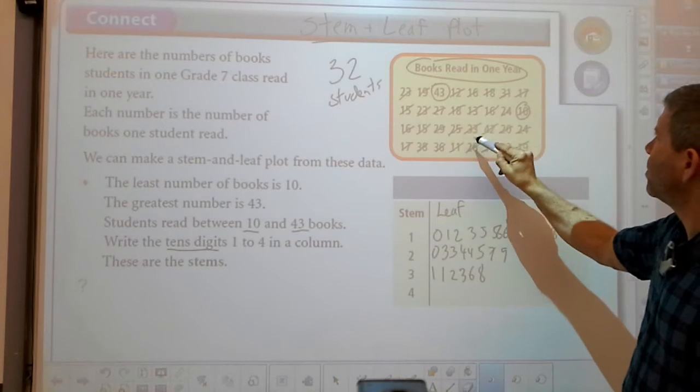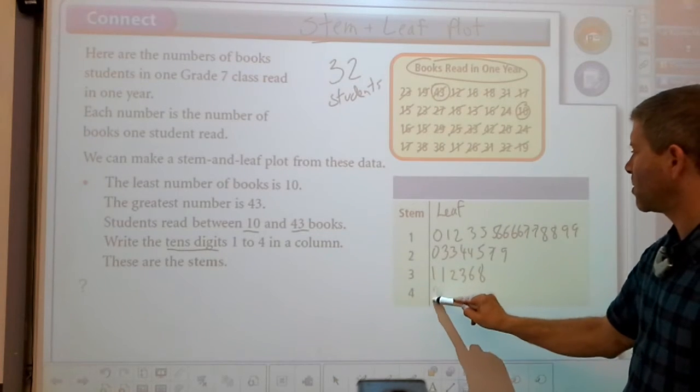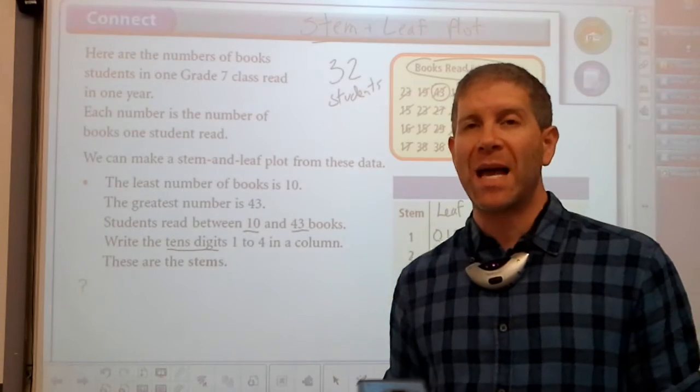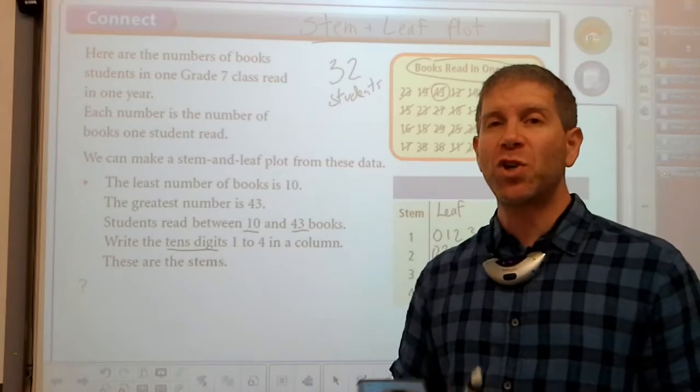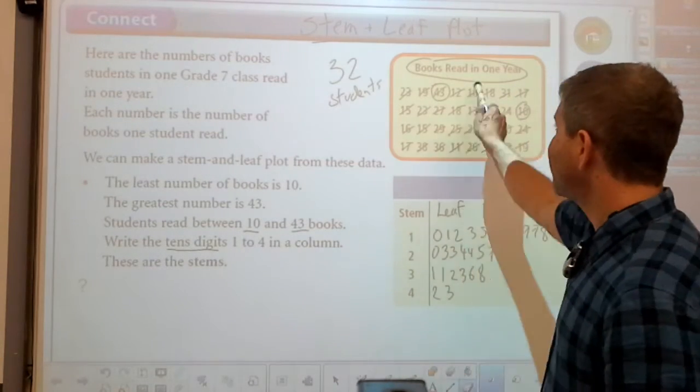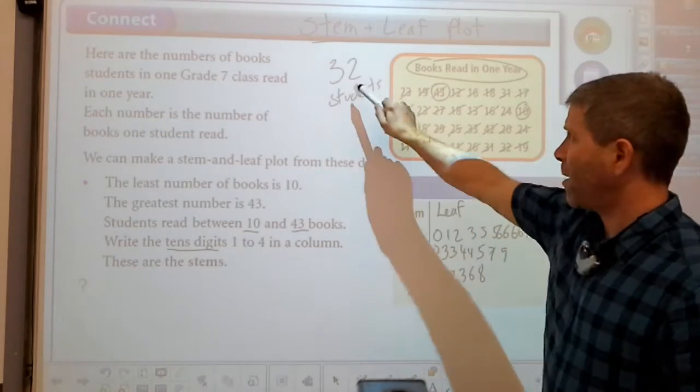And there's 42 and 43, which will be represented by 2 and 3. So this is our stem and leaf plot. And what you can see here by my example is that it can be tricky to make sure you get every number covered. So there's a few things you can do to make sure you've done it correctly. Number 1 is to count up all the numbers you have here.